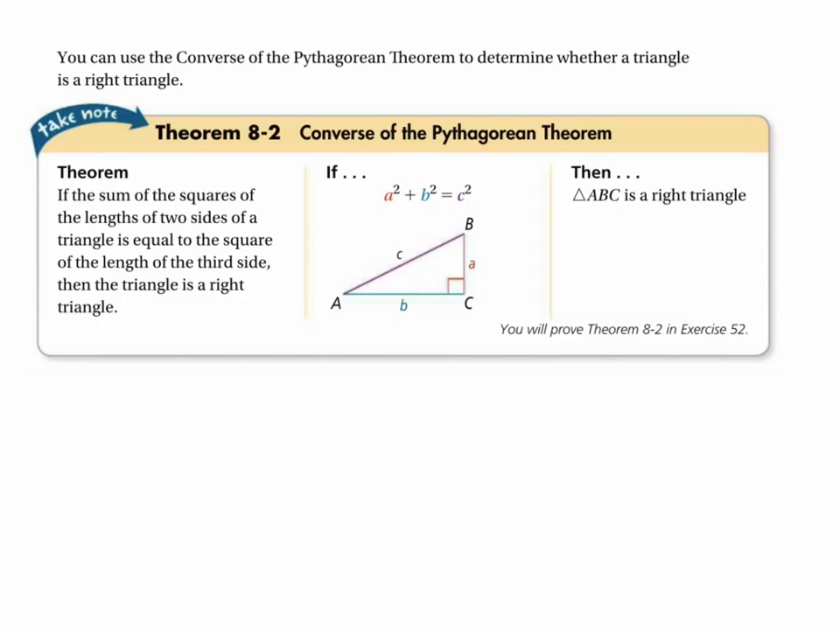Okay, so you notice that the name of this lesson was the Pythagorean theorem and its converse. You can use the converse of the Pythagorean theorem to determine whether a triangle is a right triangle, because the Pythagorean theorem only works when the triangle is a right triangle. So, as the theorem states, if the sum of the squares of the lengths of the two sides of the triangle is equal to the square of the length of the third side, then the triangle is a right triangle. So if you take these two sides and square them, and you get the square of this, then you know you're dealing with a right triangle. Let's look at that in action.